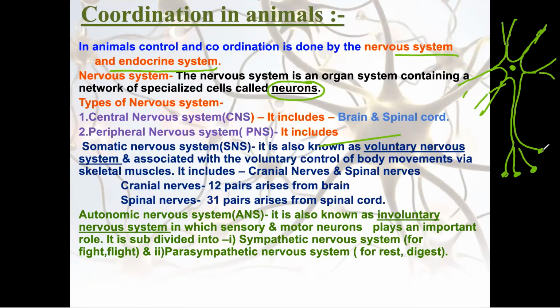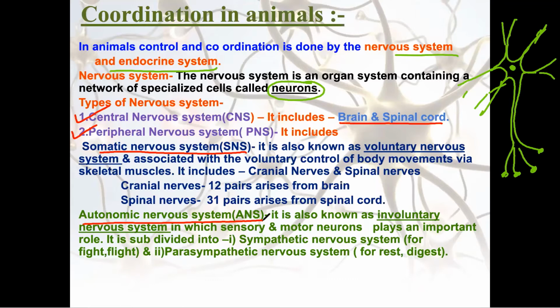There are two types of nervous system: the central nervous system and the peripheral nervous system. The central nervous system is the main processing unit. It includes the brain and spinal cord. Peripheral, as the name indicates, is away from the central nervous system. It includes the somatic nervous system and the autonomous nervous system.